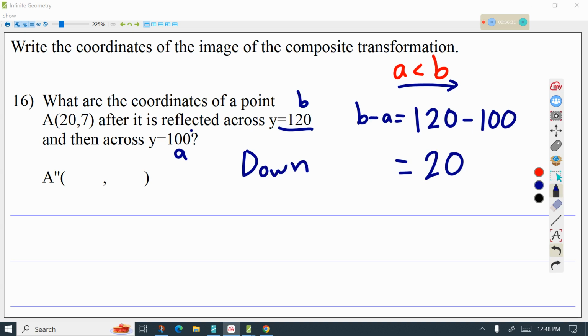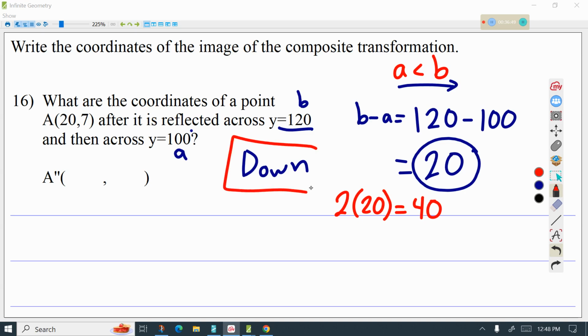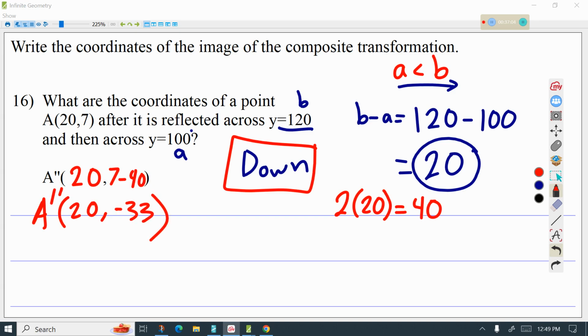Okay? So how many times do I got to go down? Remember, we saw we have to go down double the distance between our two mirrors, between our axes of symmetry. So what's 2 times 20? 2 times 20 is 40. Okay? But since I'm going down, what changes, right? The x-coordinate can't change. We're going down. Okay, so that means I have to have here 7 minus 40. Okay, and what's 7 minus 40? You get negative 33. And that's the answer. Okay?